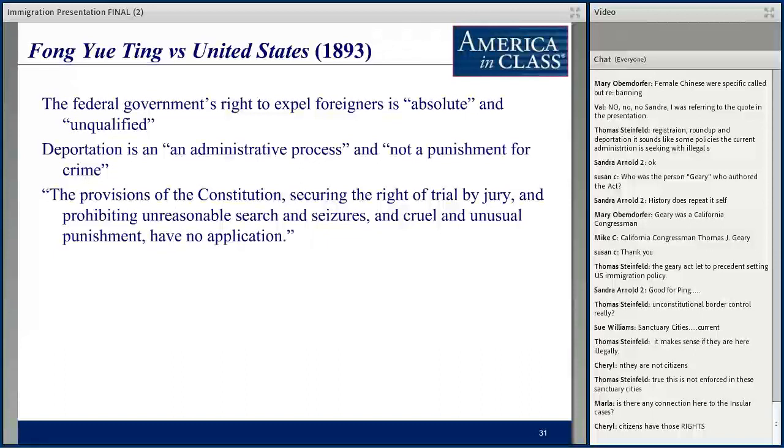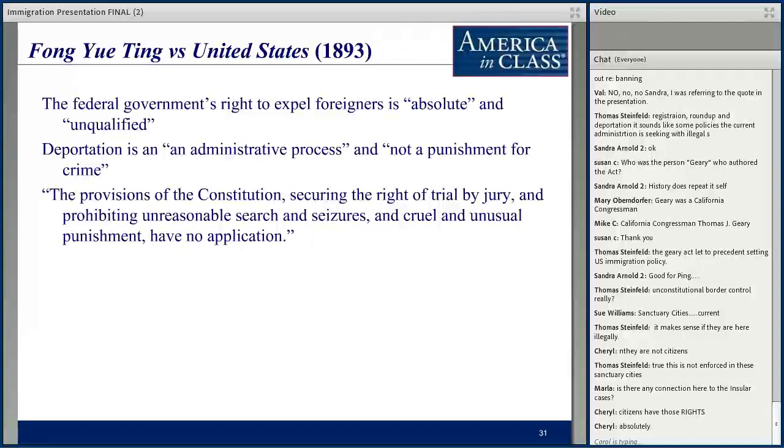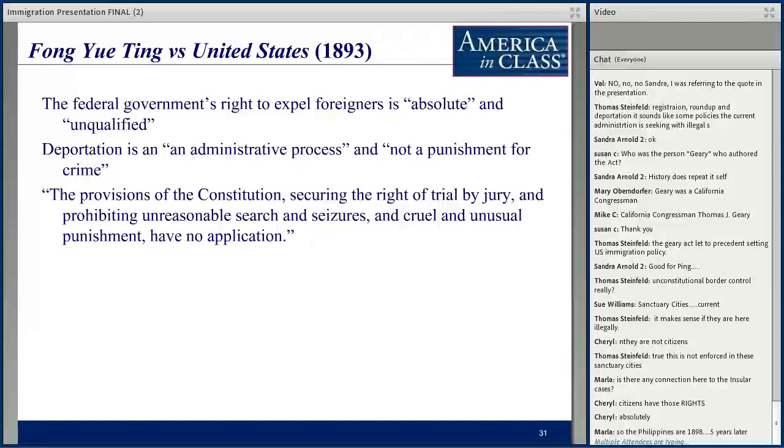Let me give you a moment to let that sink in. The provisions of the Constitution, such as securing the right of trial by jury and prohibiting unreasonable search and seizures and cruel and unusual punishment, have no application to the process of deportation. This defined the project of surveillance, of policing, of rounding up, of detaining, and of deporting people who are regarded as undocumented immigrants in the United States as to be a process that is untethered by constitutional protections. It becomes an exceptional realm of governance within the United States.